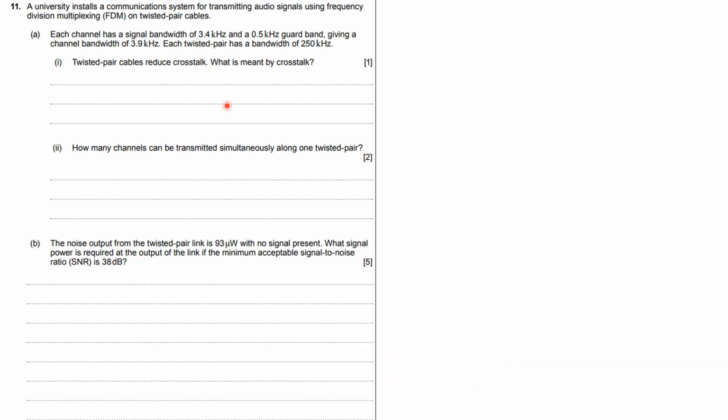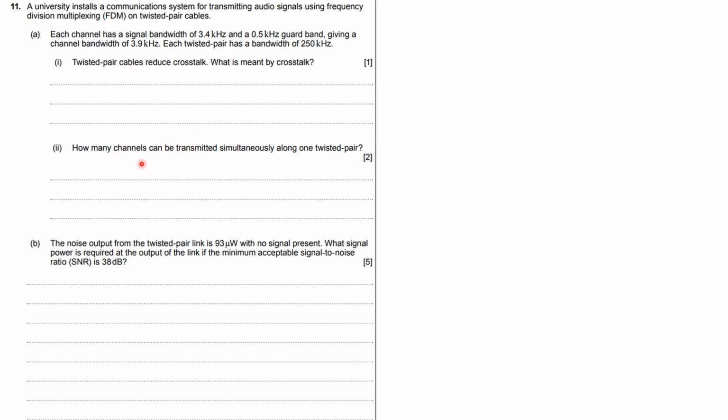Okay, so we've been given a communication system. Each channel has a signal bandwidth of 3.4K and a 0.5 guard band, giving a total channel bandwidth of 3.9. Each twisted pair has a bandwidth of 250K. Twisted pair cables reduce crosstalk. What is meant by crosstalk? It's basically when one cable can interfere with the other one. If you've got a signal travelling down one pair, it can induce a current in the other.